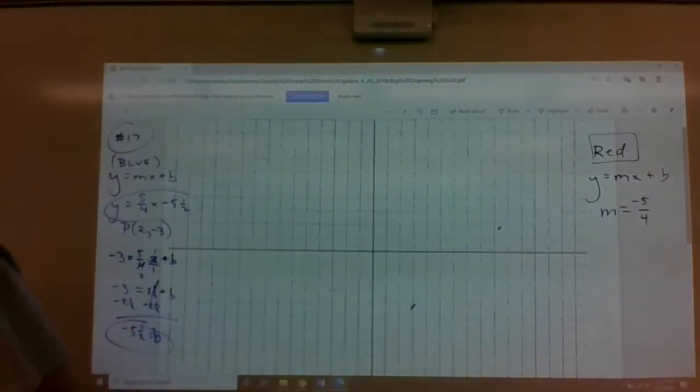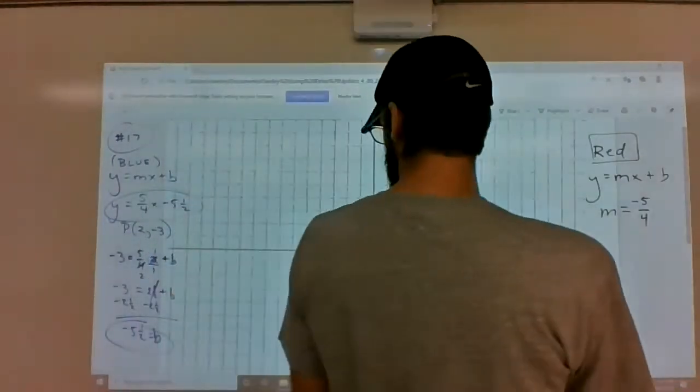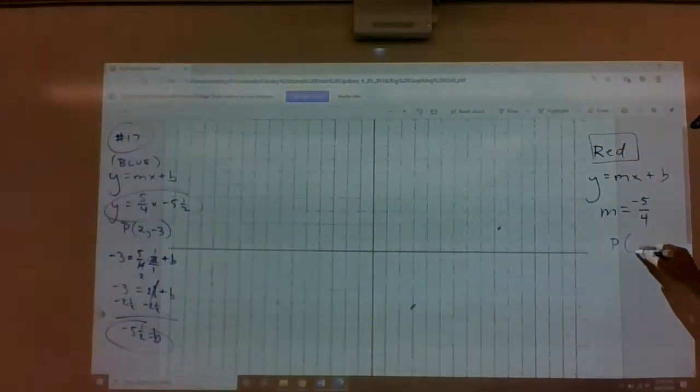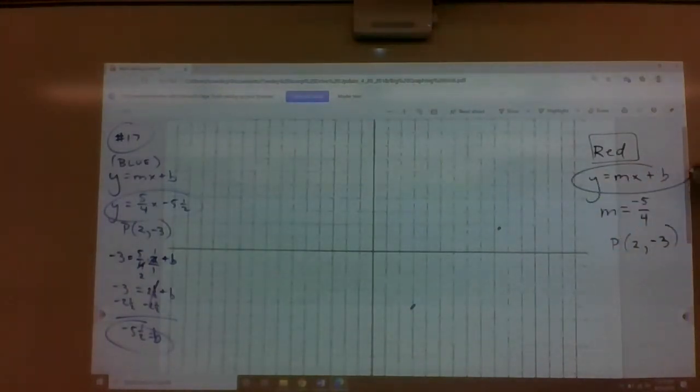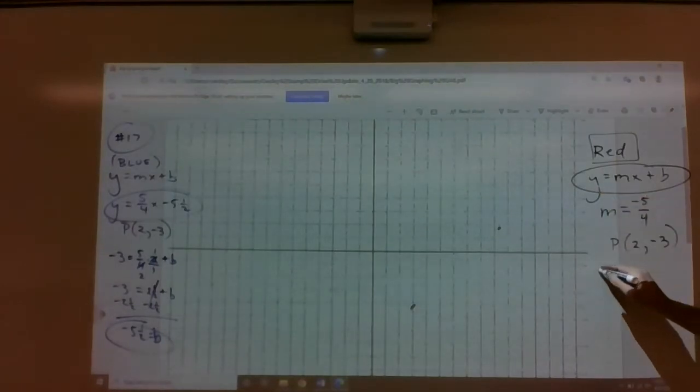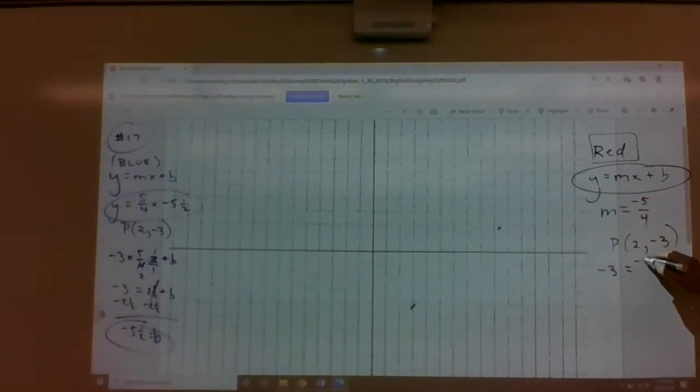So down 5, right 4 is our slope, and then we've got the point (2, -3). So I've got sort of like my formula equation. I can plug in -3 for y, -5/4 for m, times my x plus b.